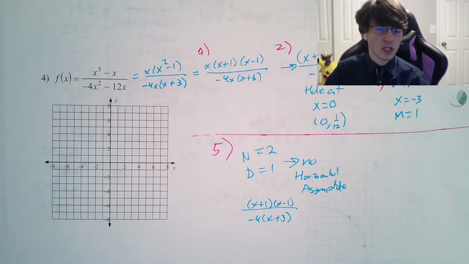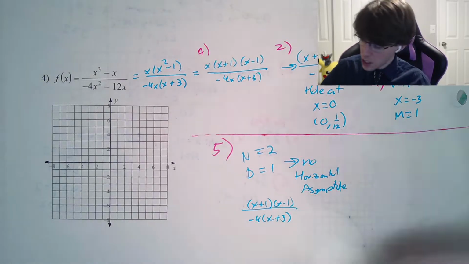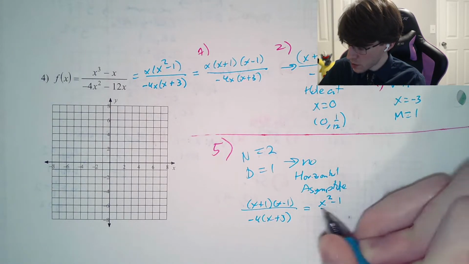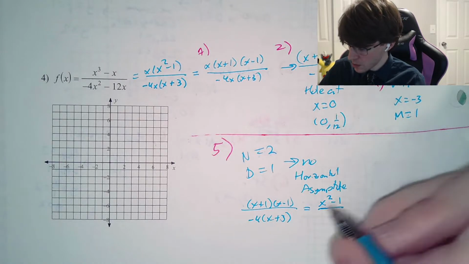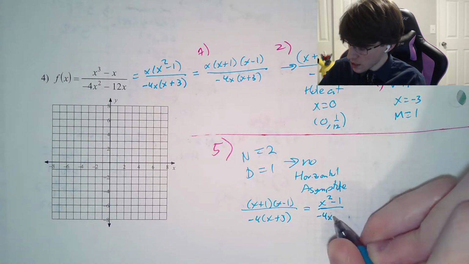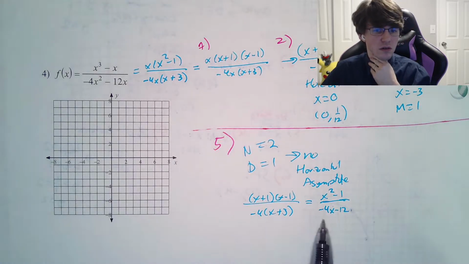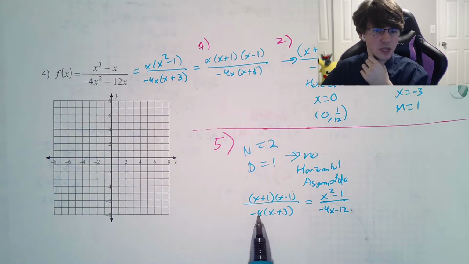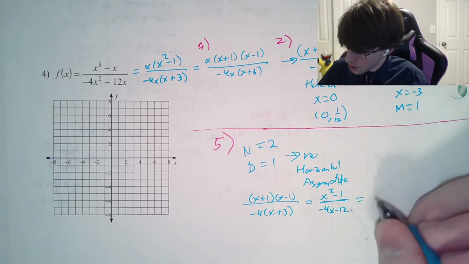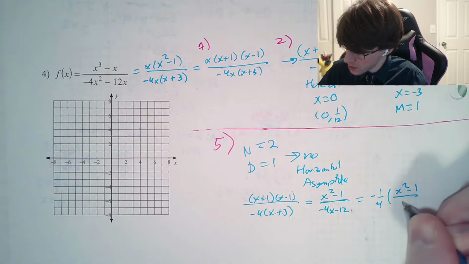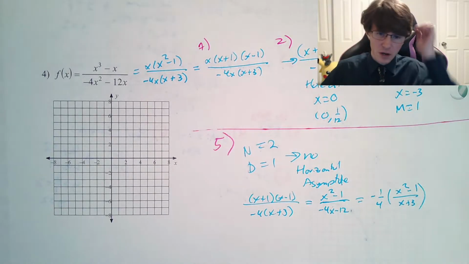In order to do this, we need to do long division or synthetic division. In order to do either of those things, we need to re-multiply out the top. So it's x squared minus 1 divided by, and now we're going to re-multiply out the bottom, -4x minus 12. So we went back to that. And I think it's going to be easiest, because that -4 is a constant, to refactor it all the way out to make it -1/4 multiplied by (x squared minus 1) divided by (x plus 3). Yeah, that'll make your life easier.